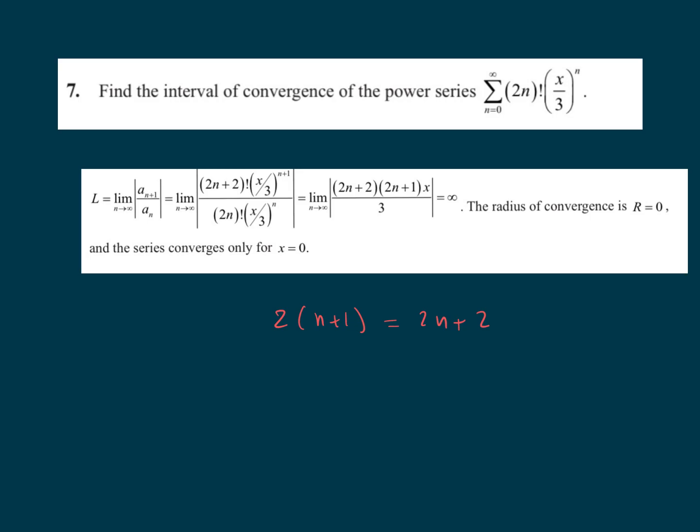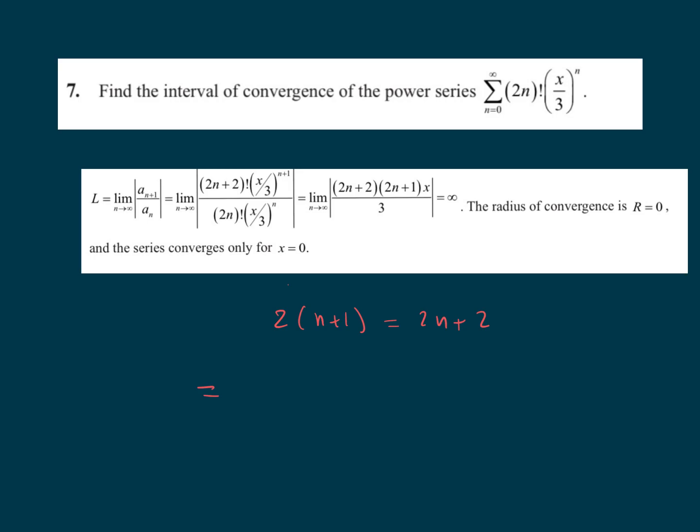So it will appear (2n+2)x divided by 3 raised to the power n+1, a sub n+1, and this is the term a sub n. If you divide, this limit goes to infinity, because the limit is infinity for all x. For any x that you plug in, this is the limit. I like to put it like this.